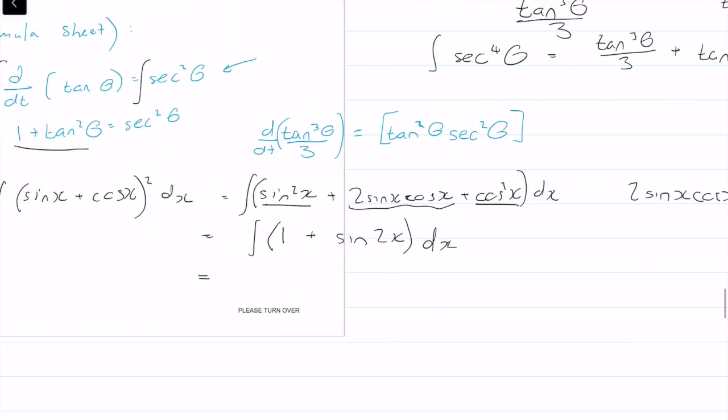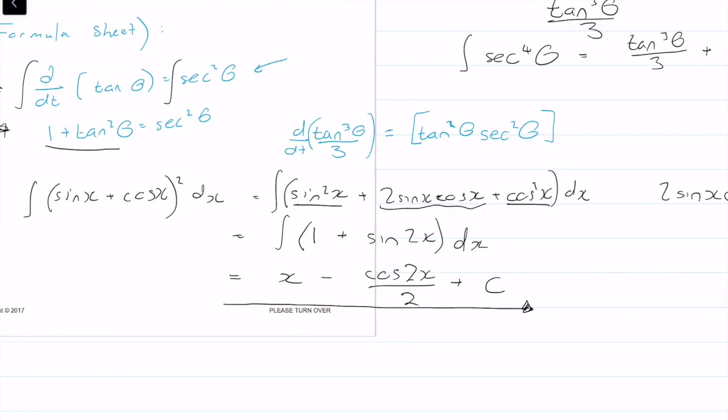Then the integral of 1 is x, the integral of sine is minus cos, and we have 2x, so we need to divide by 2. Again we're left with an integrating constant because there are no bounds of integration which were given, so that is our answer. So a little bit of trig identities in these questions. I hope you guys were able to follow that.